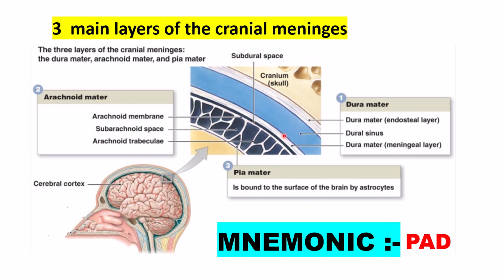Dura mater is the topmost layer. It connects the meninges to the skull and the vertebral column. It is composed of tough fibrous connective tissue. There are 2 layers of dura mater, the inner meningeal layer and the outer endosteal layer.